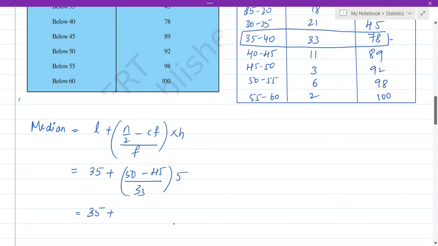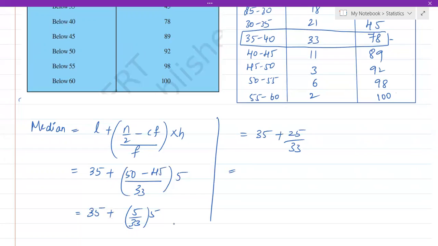Okay. So we get 35 plus (50 minus 45) is 5, 5 by 33 into 5. Okay. Let's solve it here. So 35 as it is, 5 into 5 is 25, 25 by 33. Okay. So let's divide 25 by 33. Let me divide it with the help of a calculator. You'll get 0.757. Okay, if I round it off, I'll round it off at the second digit.